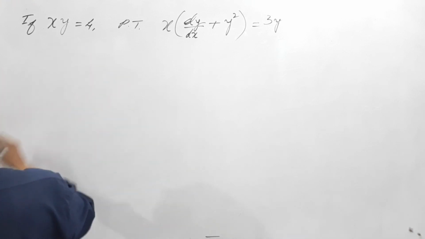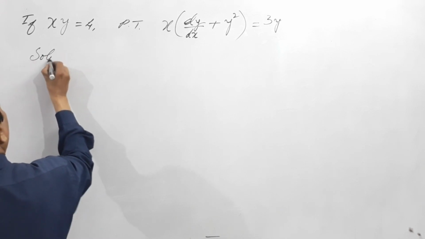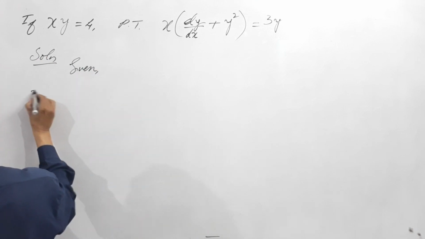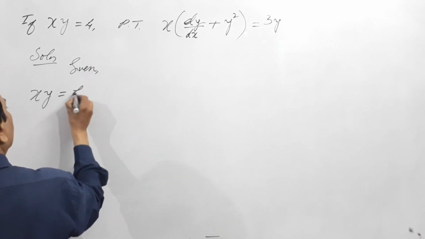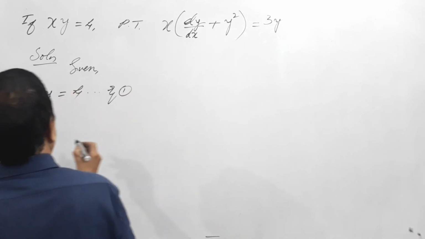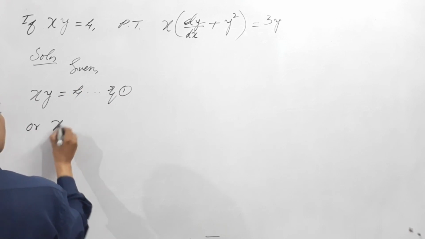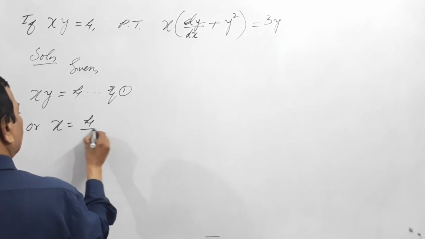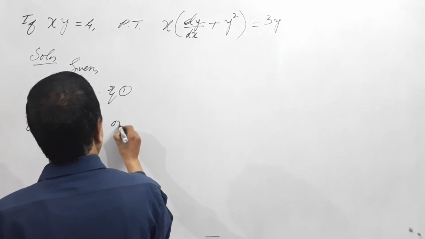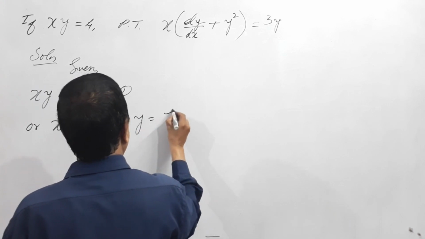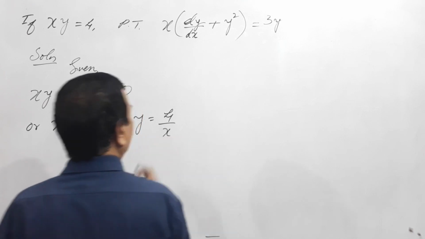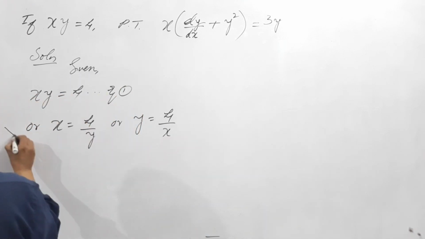We'll start the solution. Given what? x into y equals to 4. I call this equation 1. Or x equals to 4 by y, or y equals 4 by x, by cross multiplying.